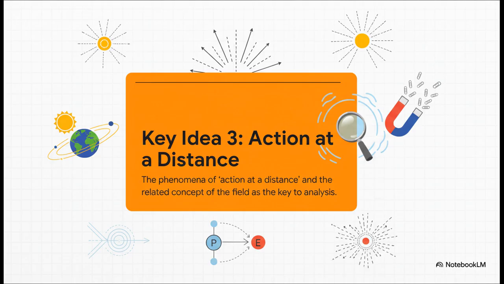How does the sun keep the Earth in orbit? How does a magnet magically pull a paperclip towards it? The brilliant answer physicists came up with is the concept of a field, an invisible region of influence that an object creates in the space around it.